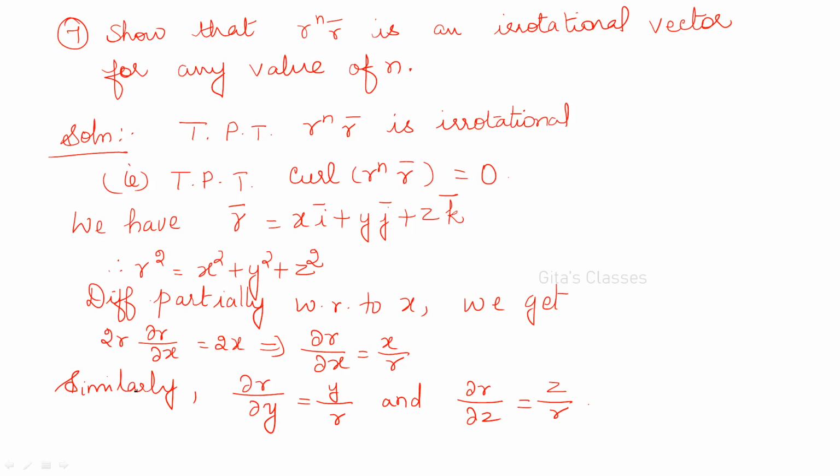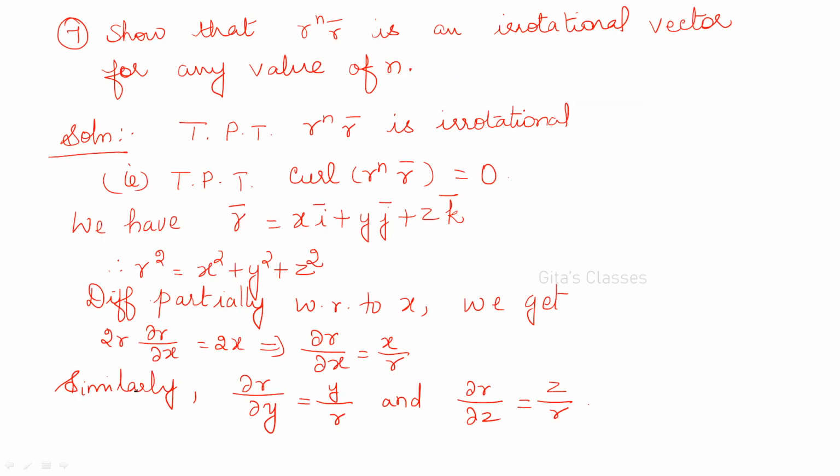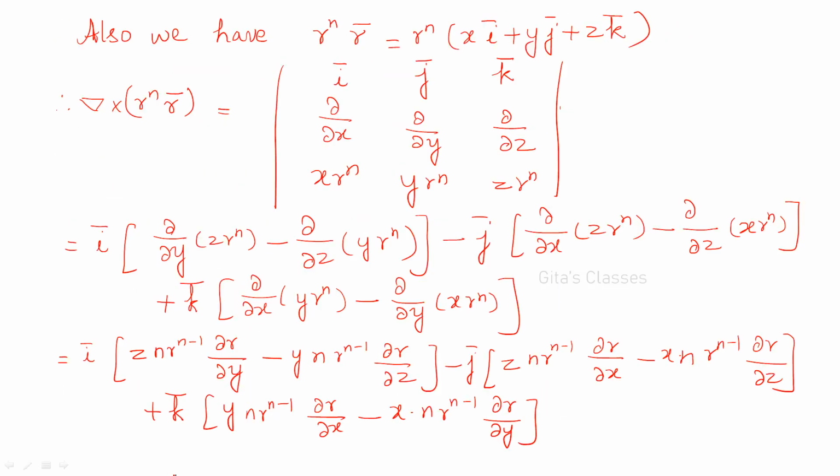And show that r^n times the r vector, this is the last question, is an irrotational vector for any value of n. In the previous question, only for n equal to minus 3 it is solenoidal. Here, for any value of n it is going to be irrotational. Irrotational means you have to prove that curl of F is equal to 0. As usual, you take r bar, r squared, ∂r/∂x, ∂r/∂y, ∂r/∂z. Then substitute.